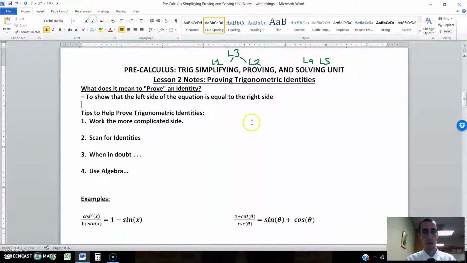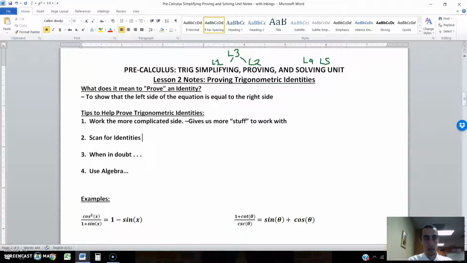First off, the first one is to work the more complicated side. Now, this seems kind of counterintuitive. Usually you want to try to find something that's more easily understandable to work with. The reason we want to work with the more complicated side is that the complicated side gives us more stuff to work with. One of the things that we want when we are trying to do these proofs is to have identities that we can sub in. And when you've got a complicated side, you've got a lot more potential for finding an identity that you can sub in for it.